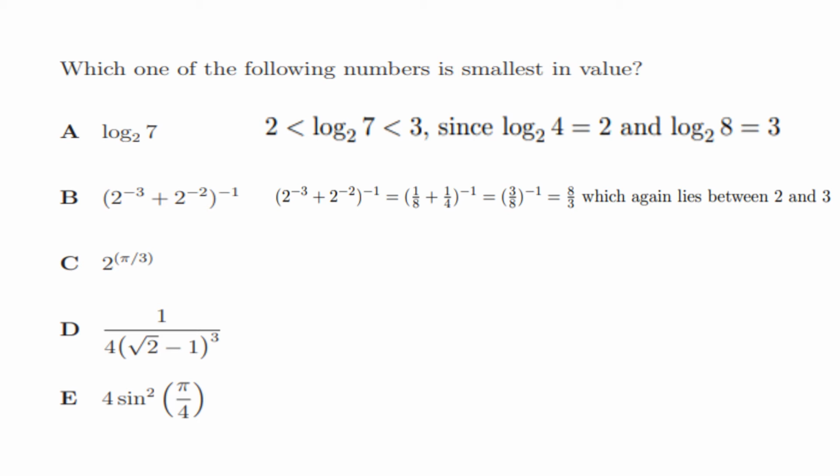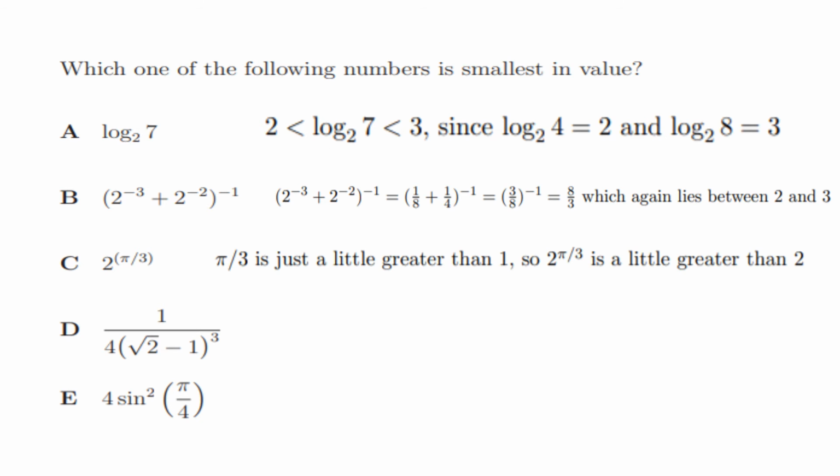Okay, so let's look at C. Yep, pi over 3, a little bit over 1 because pi is 3.1415, etc. So 2 to the power of pi over 3 is a little greater than 2. Now my money would be on that being the smallest of those three, but we're not sure of that. But again, it's between 2 and 3, isn't it?